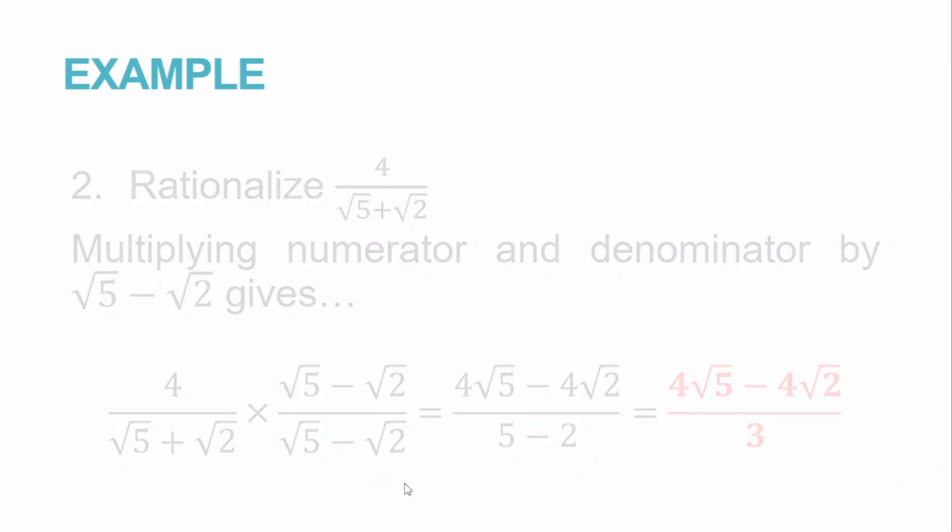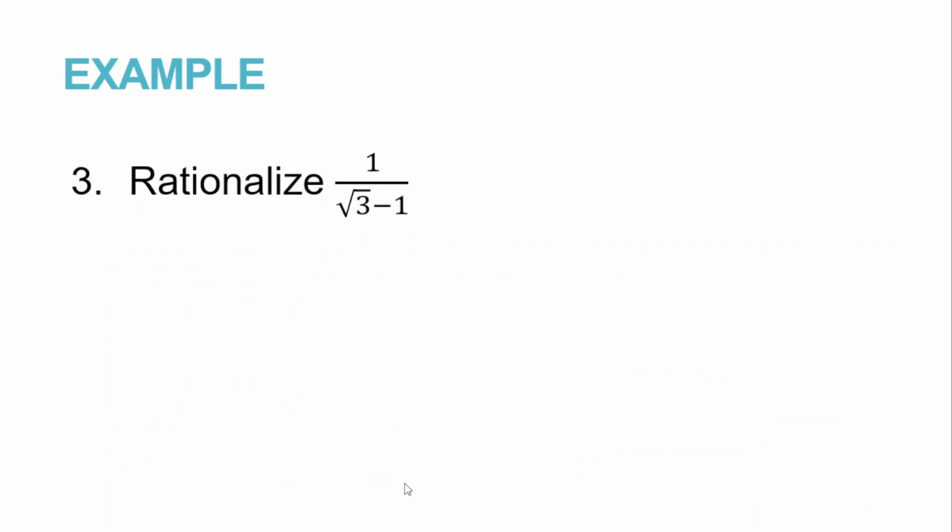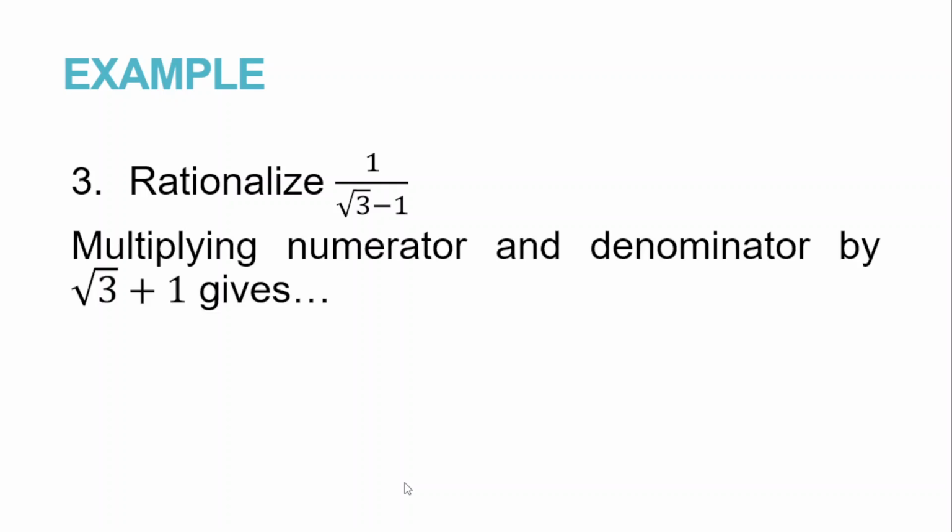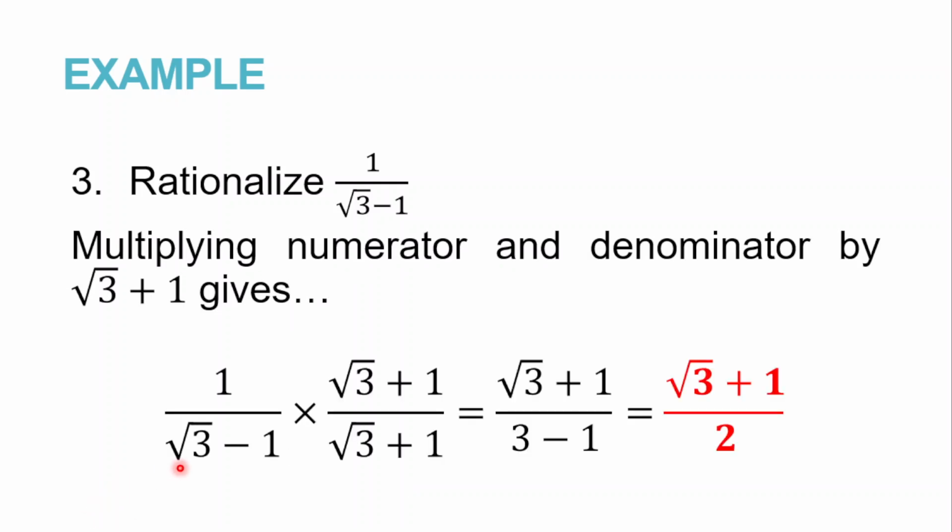Okay, next example. How about this? If you want to try it on your own, just pause the video if you want to. Okay, so we're gonna multiply this fraction by its conjugate. So the conjugate of the square root of 3 minus 1 will give the opposite of that. Okay, so 1 times root 3 plus 1, anything divided by anything multiplied by 1 is the same as it is.